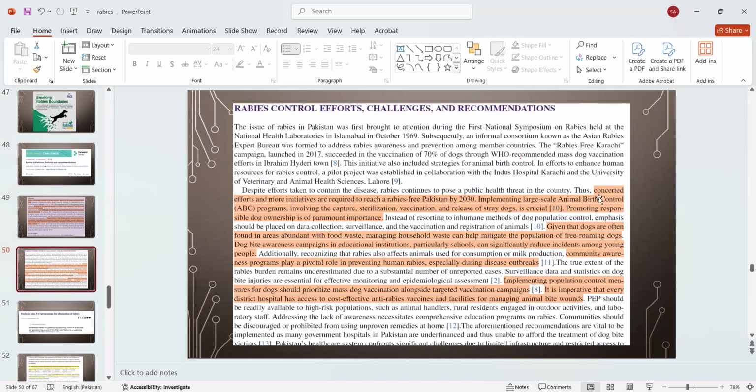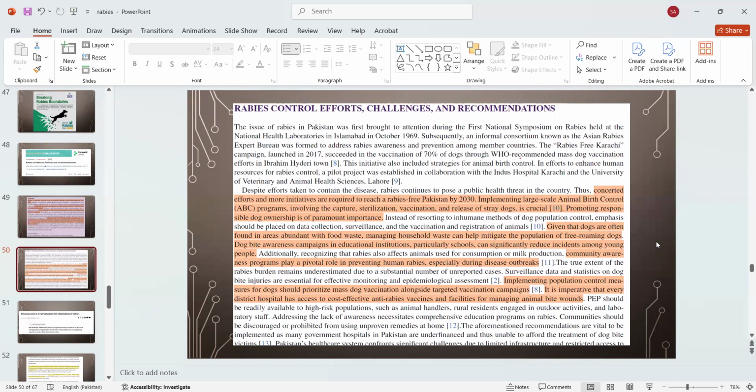Concentrated efforts and more initiatives are required to reach a rabies-free Pakistan by 2030. Implementing large-scale animal birth control programs involving the capture, sterilization, vaccination, and release of stray dogs is crucial. Promoting responsible dog ownership is of paramount importance. Given that dogs are often found in areas abundant with food waste, managing household waste can help mitigate the population of free-roaming dogs. Dog bite awareness campaigns in educational institutions, particularly schools, can significantly reduce incidents among young people.